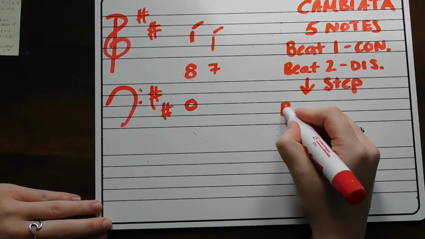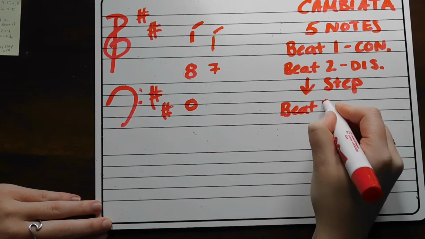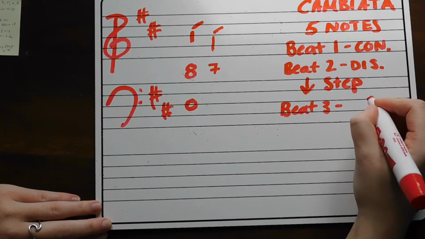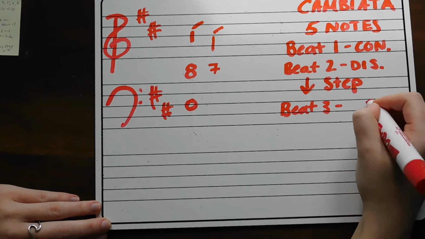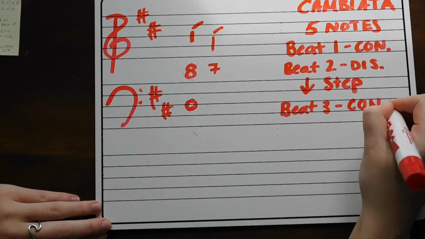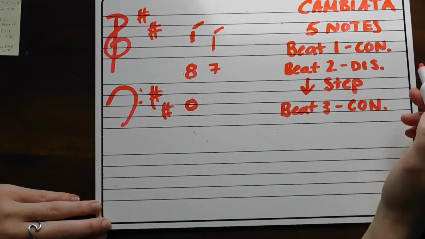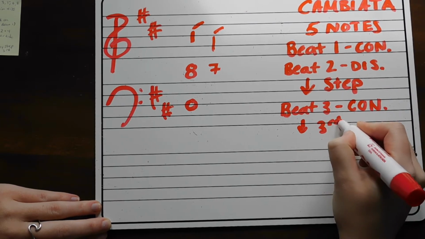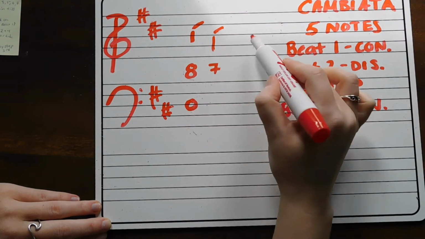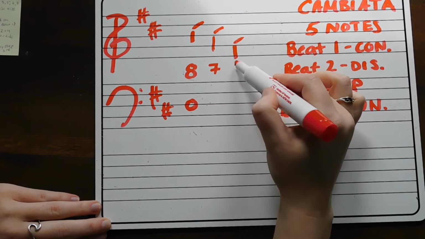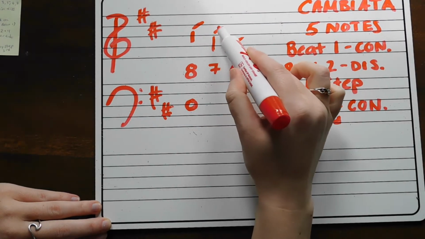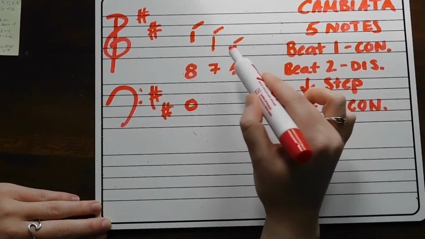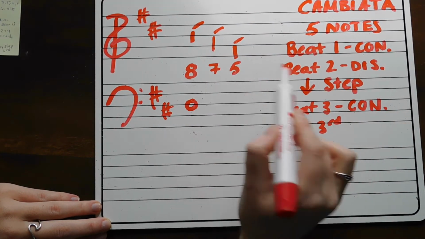Then we have beat 3, which is going to be consonant, okay? Has to be consonant. So again, this is a special pattern that we're following, and that means you're going to go down by a third from there. So actually we're going to go from a 7 into a 5. So I went a step down, a third down, and we have consonant, dissonant, consonant.